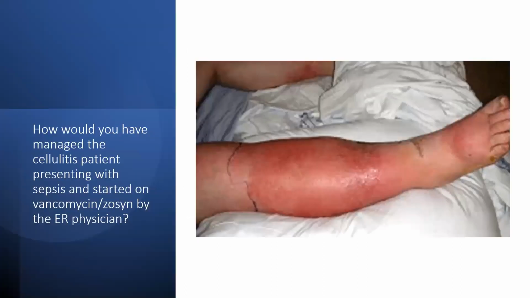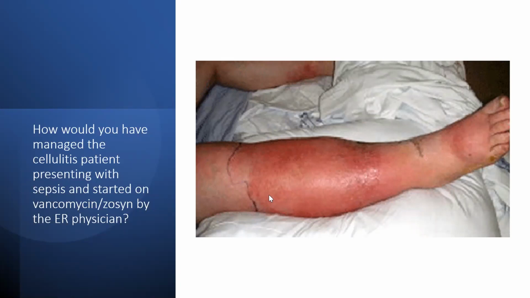So let's go back to this patient. How would you manage this patient? He comes in to the ER, he's septic, he has fever and tachycardia, and he's got this leg on the right. What would you do for this patient? Would you continue vancomycin, or would you consider an alternative therapy? Anybody want to speak up, that would be great. Dr. Krasner, consider alternative therapy is what I heard.